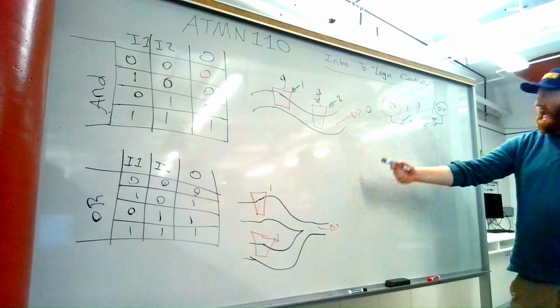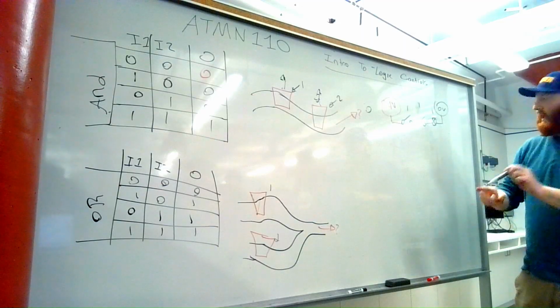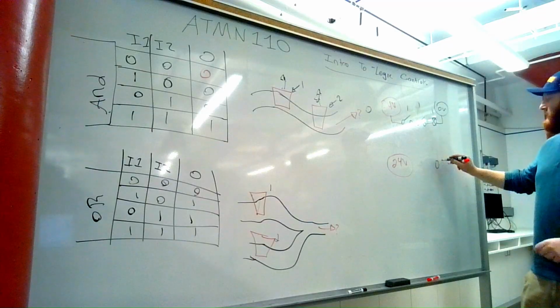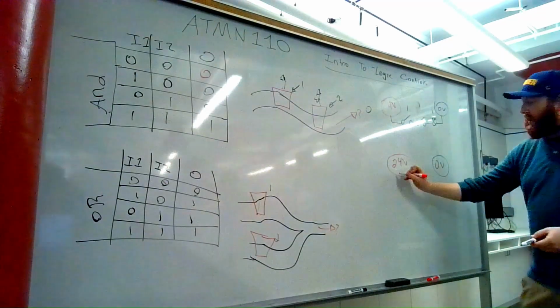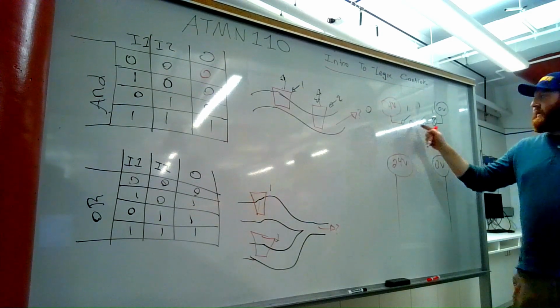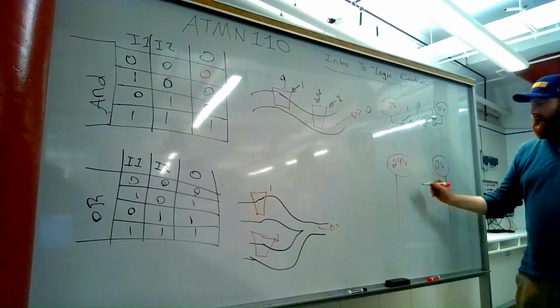Okay, so we have our AND, we have our OR, and how does the OR play out over here? It's pretty easy. Let's do the same thing. So we have our 24 volt here, 24 volt. We got our 0 volt here, 0 volt. We're going to draw our power lines, and we're going to have, instead of them in series, we're going to put them in parallel, okay?